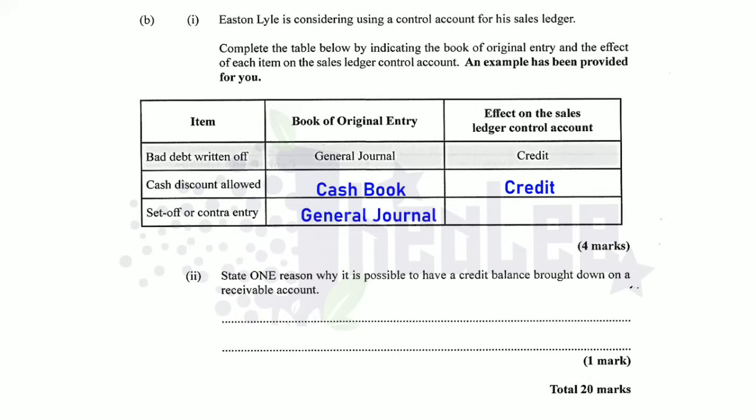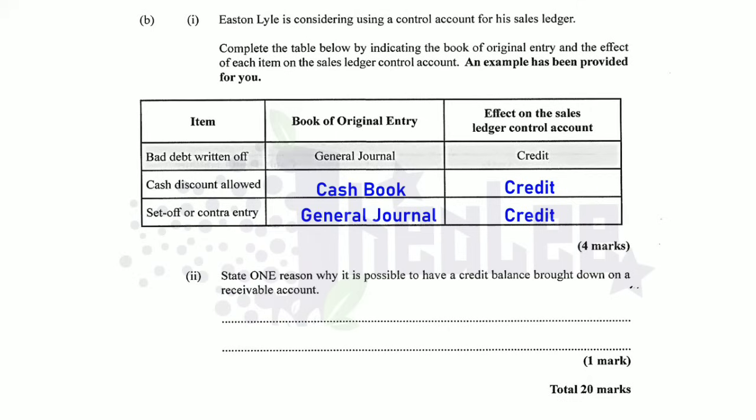Now we are looking at the effect on the sales ledger control account. Once you have set off, both your purchases ledger control and your sales ledger control are affected. And remember, set off reduces the value that is owing. We're only looking at the sales ledger control. If you're reducing the sales ledger control, which is a debtor, which is an asset, is that a debit entry or a credit entry? This is a credit entry. We credit debtors, which is an asset, to show a reduction. And that takes care of the 4 marks right there.